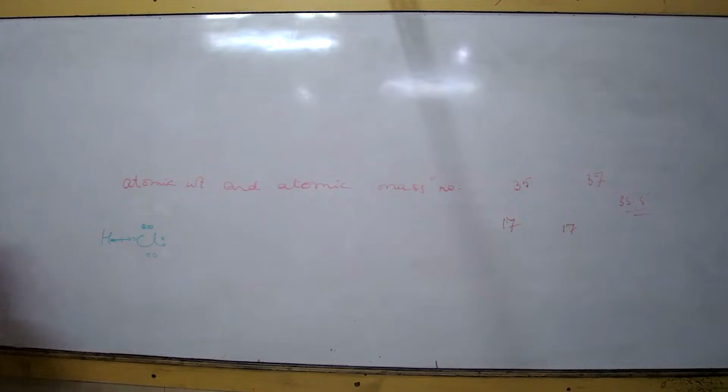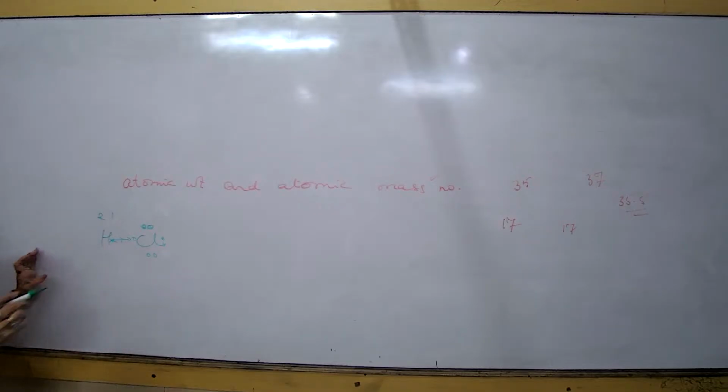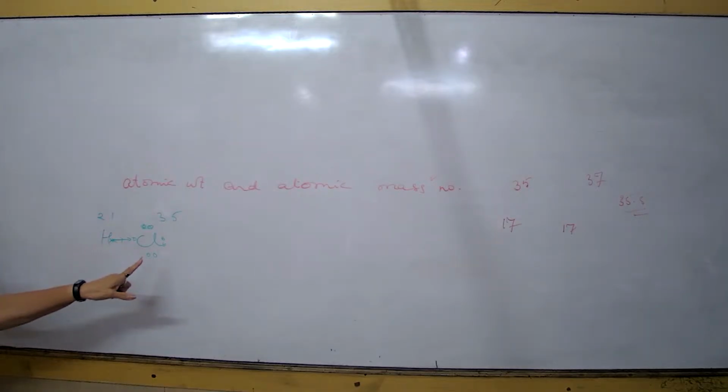What determines the equal sharing? The strength of this and the strength of this. It's like a tug of war. And what is that strength called? Electronegativity. Electronegativity is the capacity of an element to pull electrons towards itself. Now, the electronegativity of hydrogen is 2.1 and the electronegativity of chlorine is 3.5. Can you see the difference? So who do you think is stronger? Chlorine.